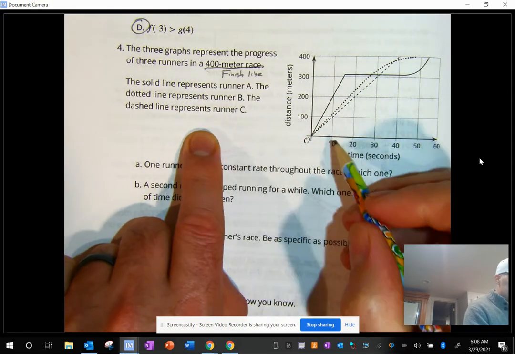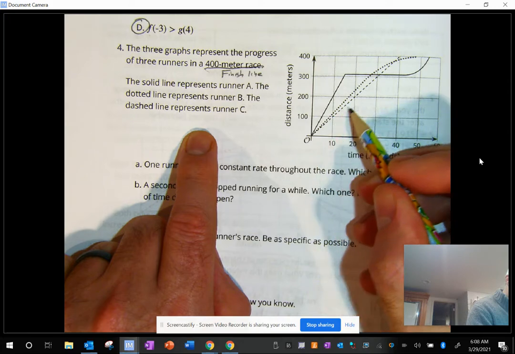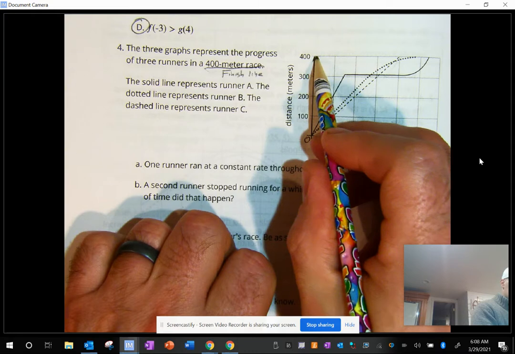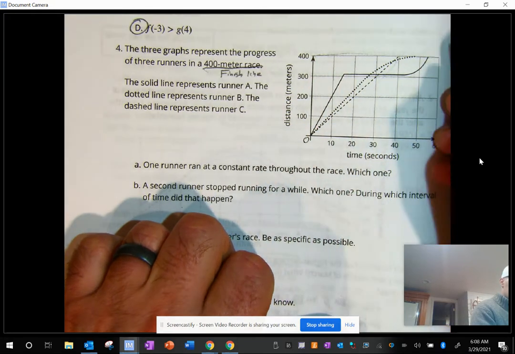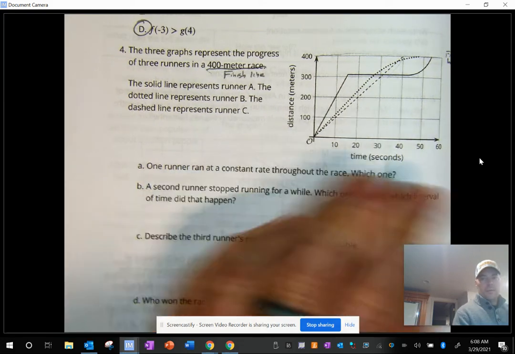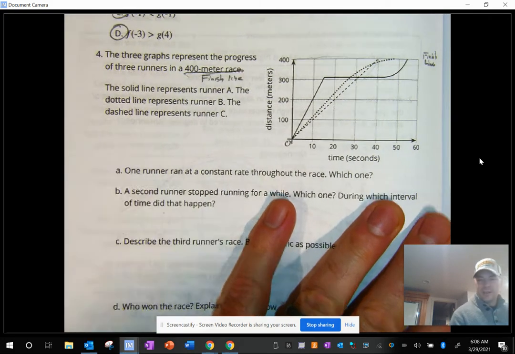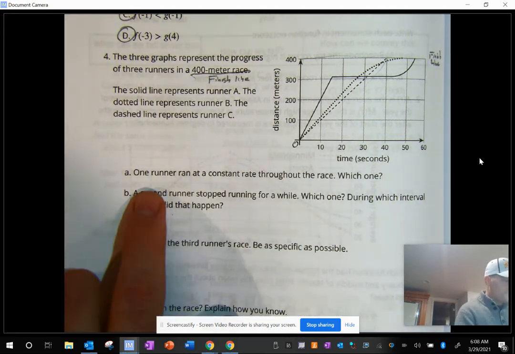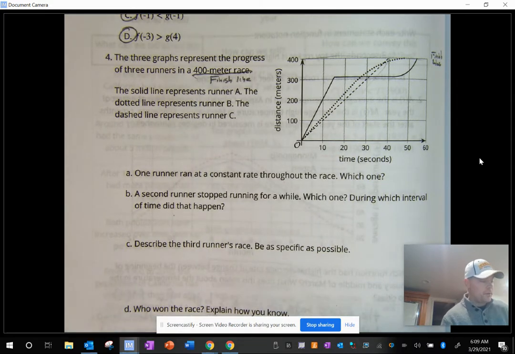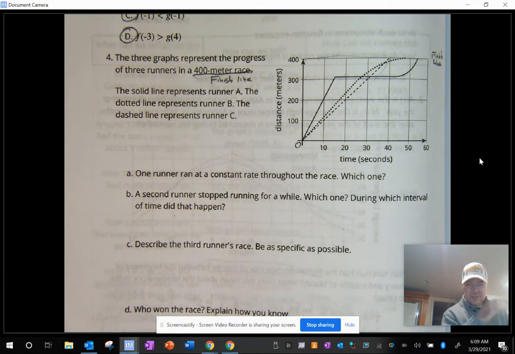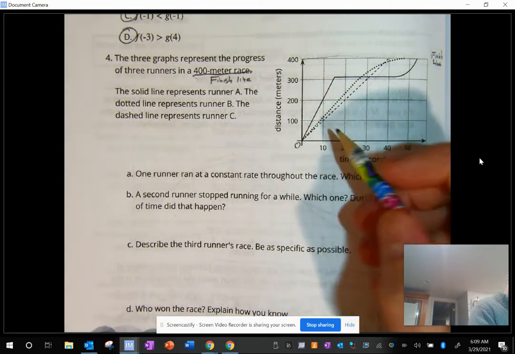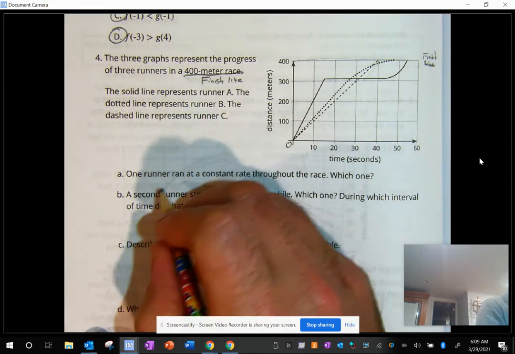And then the dash line represents runner C. So that's the bottom one. Okay, notice 400, that's the finish line, is up here. So this is like the finish line, right? I like to label these things. That way, it's easier for me to determine what's happening in the graph, right? So one runner ran at a constant rate throughout the race. Which one was it? Now, constant rate means straight line, right? Like there's no curves or anything like that, or it doesn't change direction. And it looks like that's the bottom one, runner C.